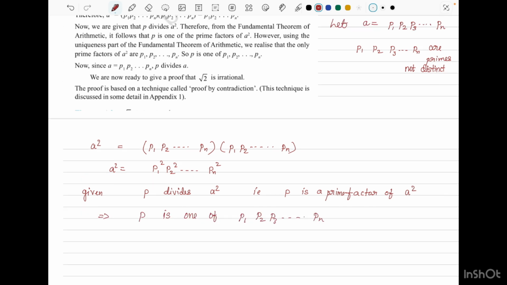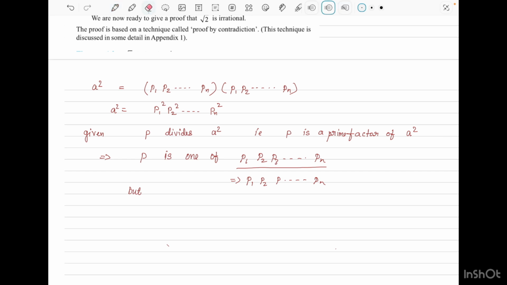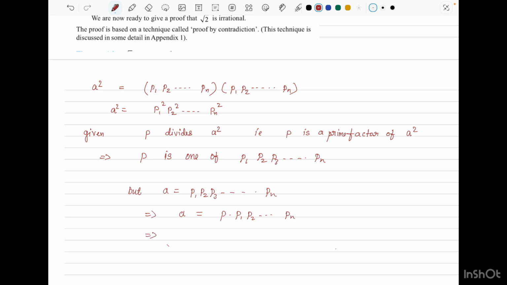that p is one of p1, p2, etc. pn. But a is equal to p1, p2, etc. pn. That implies a is equal to, let p take outside, p into p1, p2, etc. pn. That is p is a prime factor of a, p divides a. So we get, if p divides a square, then p divides a.